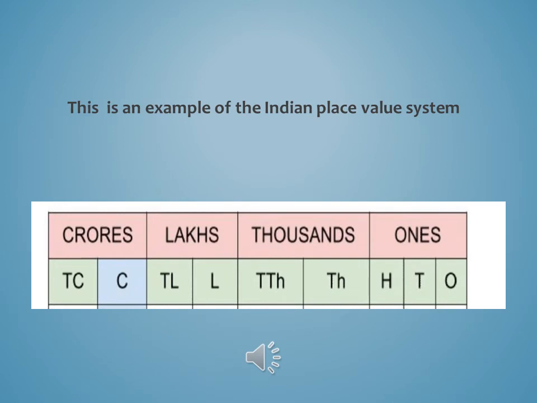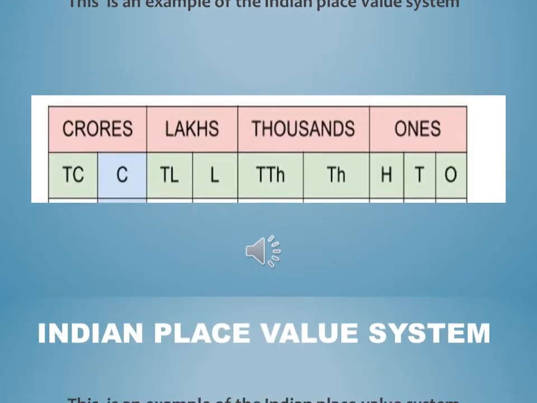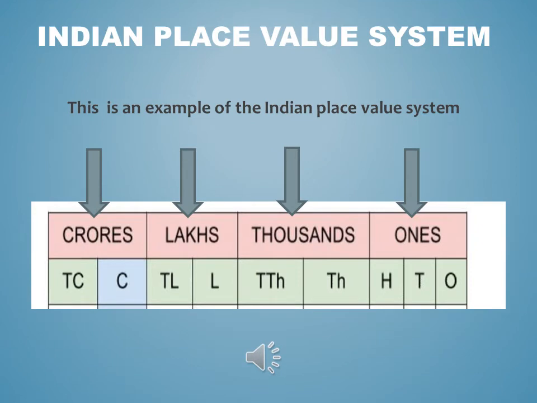Now, here you can see an example of the Indian place value chart. Here, the extreme right period is known as the ones period, then the thousands period, then the lakhs period, and then the crores period.